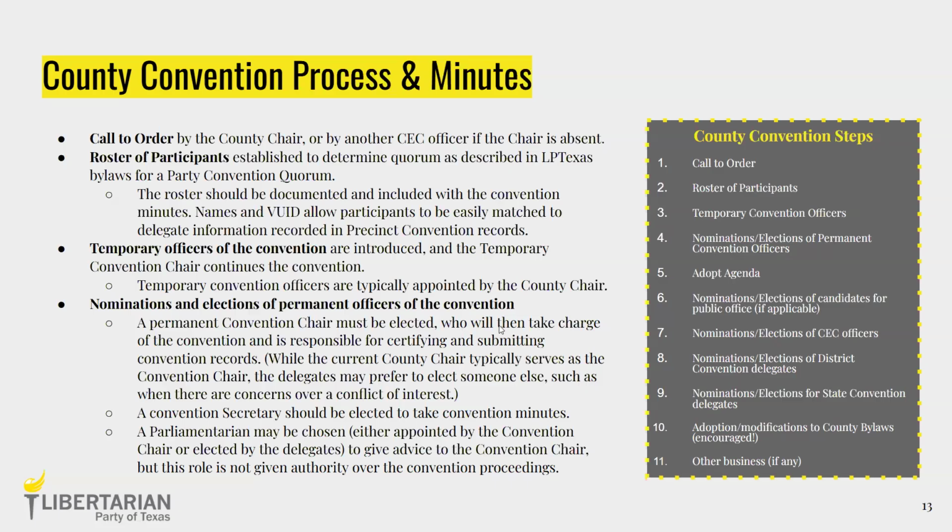But you'll have the call to order, and then the roster of participants is established to determine quorum. The roster should be documented and included with the convention minutes. Names and VUIDs allow participants to be easily matched to delegate information recorded in precinct records. So for the roster of participants, we don't have a specific form. If you go out to the convention forms folder, I usually just do it in an Excel document, easy. We're not overly prescriptive with how you do the roster of participants.